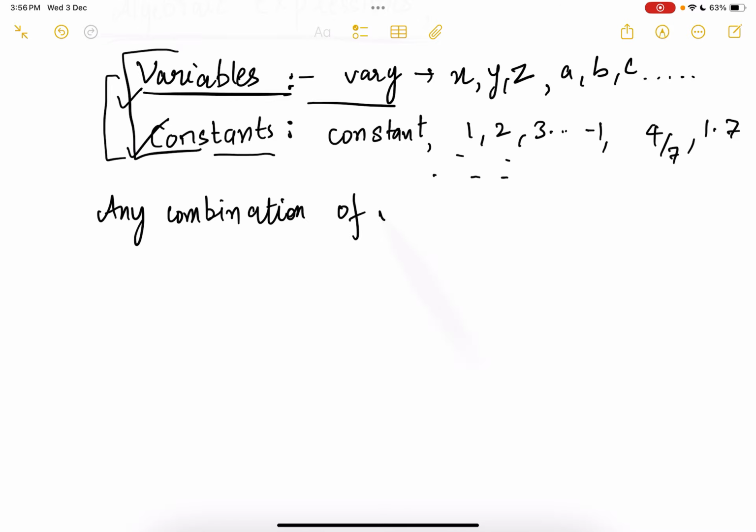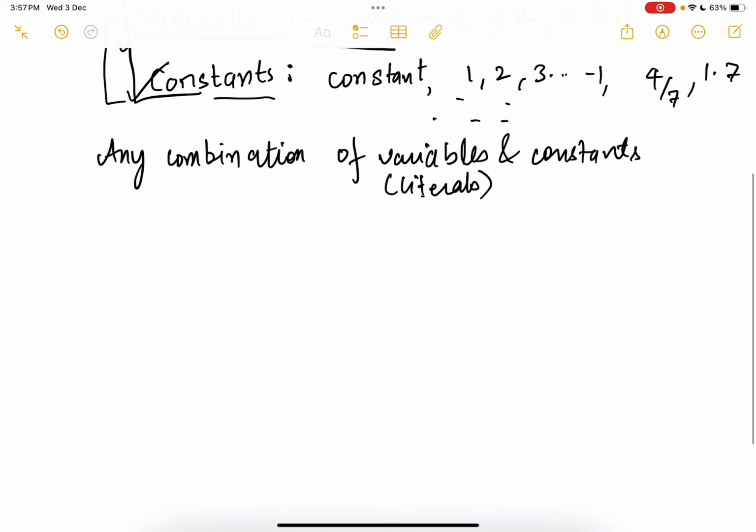In any combination of variables and constants, now variables are also sometimes referred to as literals, so don't worry about that. Any combination of literals and constants is an algebraic expression. That is an algebraic expression.